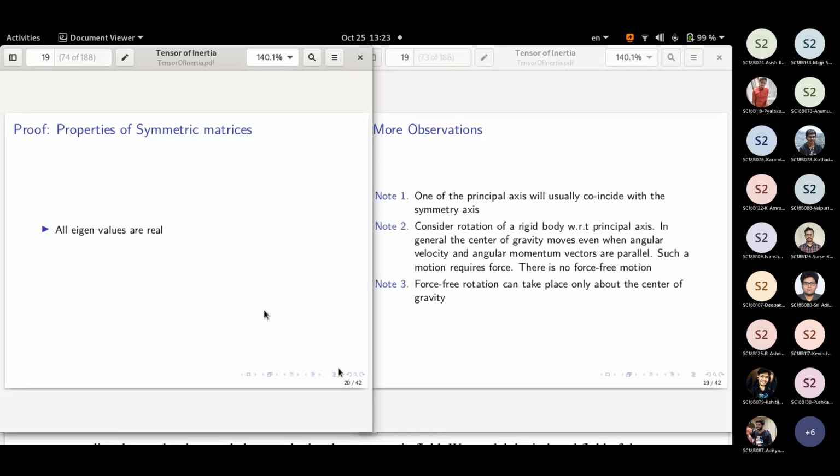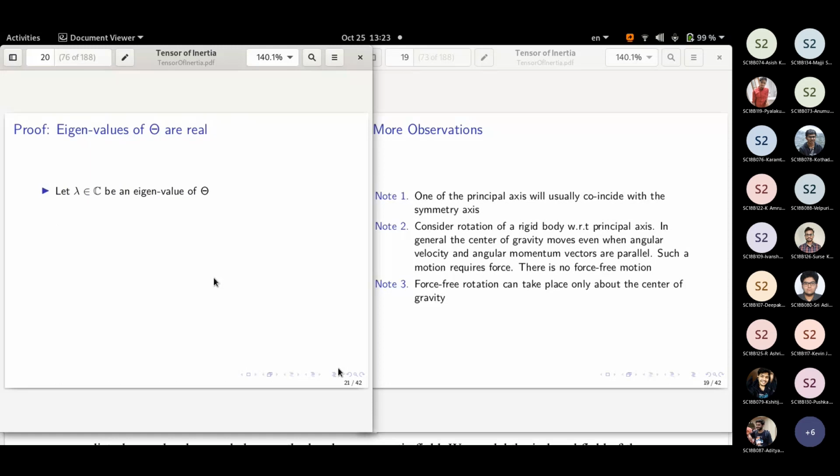So let us look at the properties of the symmetric matrix now. In the case of properties of a symmetric matrix, we have shown two things: all eigenvalues are real, and the eigenvectors are orthogonal to each other. Okay, so we will start with the first proof now.